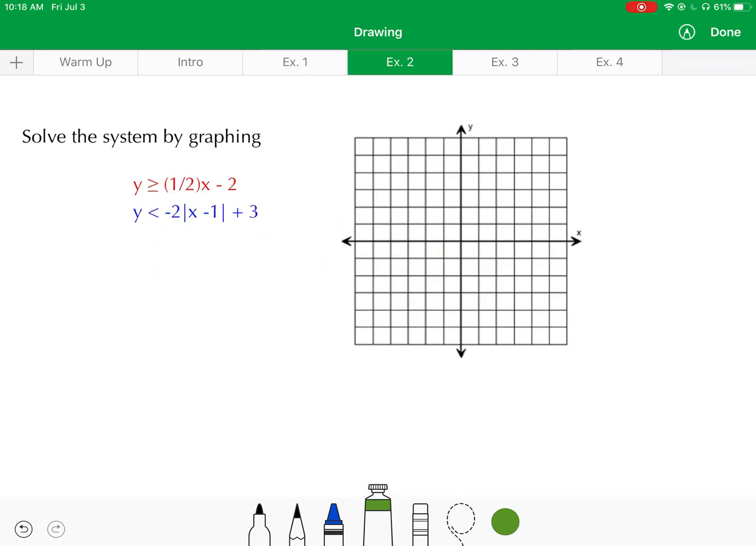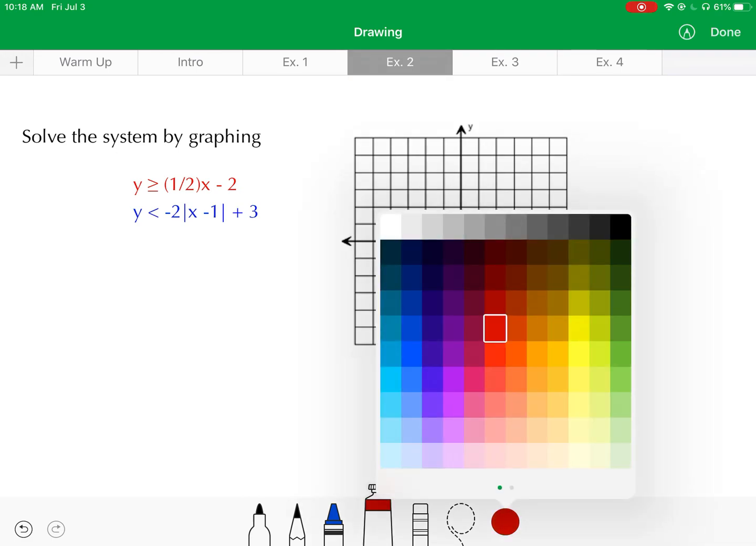All right, moving into example 2. So in this example, the red inequality is linear, but now the blue inequality is an absolute value inequality. Okay, so that graph's going to look a little bit different. So let's do the linear inequality first.